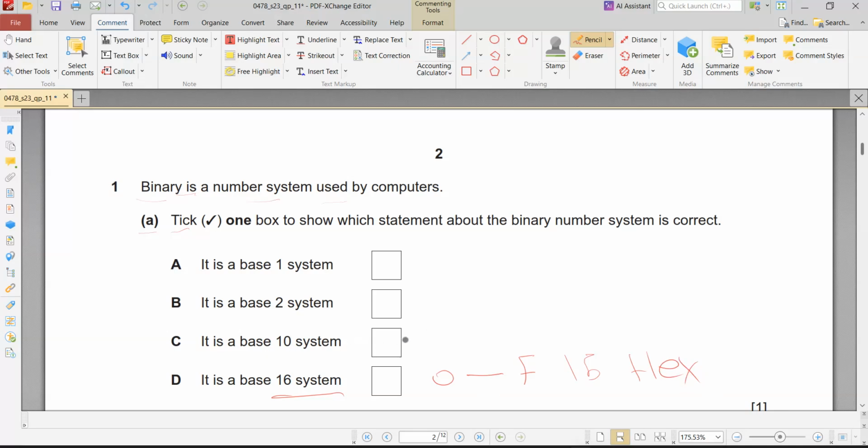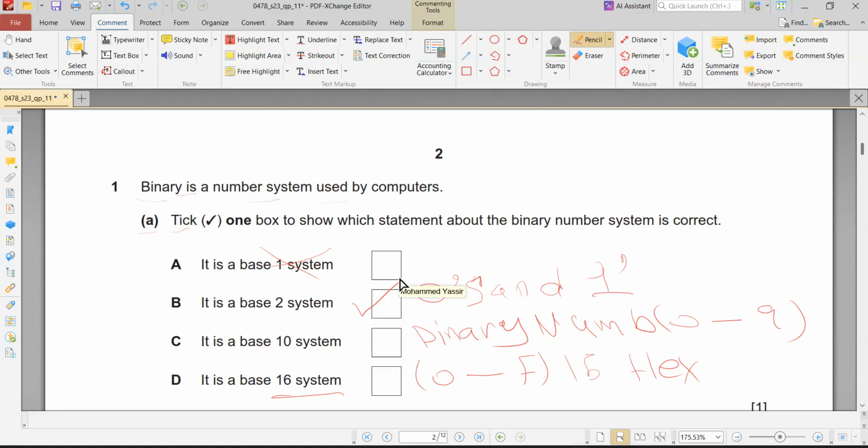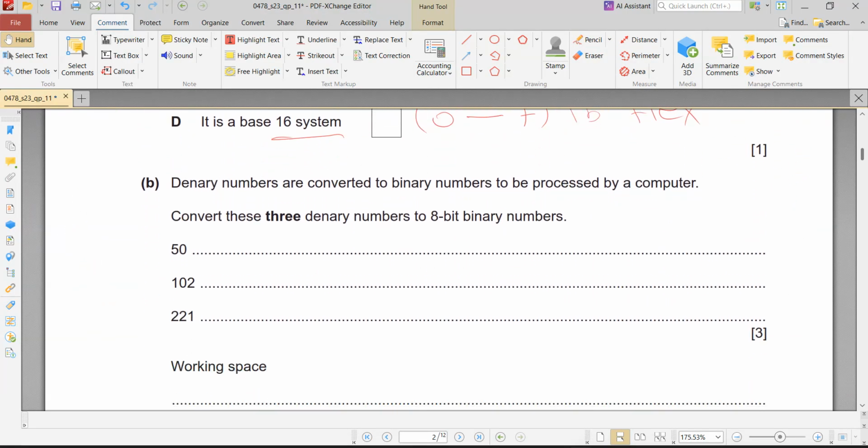The base 10 system we use for denary numbers, and it starts from 0 and ends with 9. This is for denary numbers. We don't have any base 1. Base 2 consists of zeros and ones, and this is the system of the computer. So the correct answer is the base 2 system.